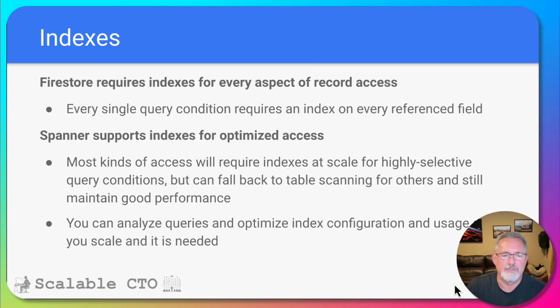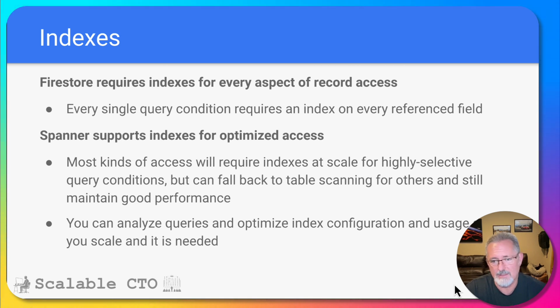So let's talk about some key differences. So indexing is one of the big differences. So Firestore, as I said, you have to have an index for every aspect of record access, every query condition, every inequality, every sort, everything that you do that provides access to data is through an index and only through an index. With Spanner, as a SQL database, you can use indexes for optimized access, but you don't have to.